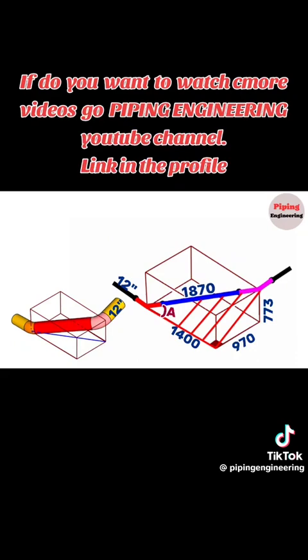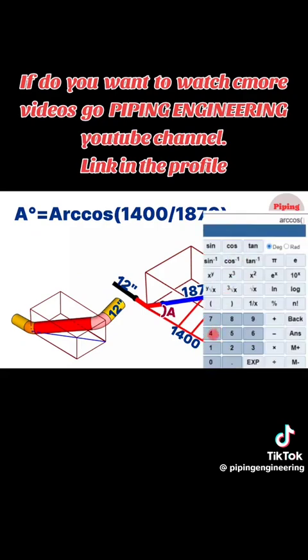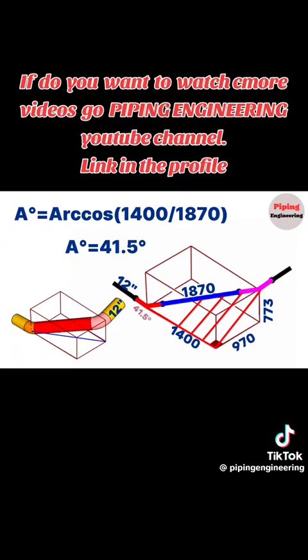According to the trigonometric function, A degree will be equal to arccosine 1400 divided by 1870. Using the scientific calculator, we find that arccosine 1400 divided by 1870 will be equal to 41.5. So, we calculated and found that the below red elbow's degree is 41.5 degrees. With the same method we can calculate the above pink color elbow degree.